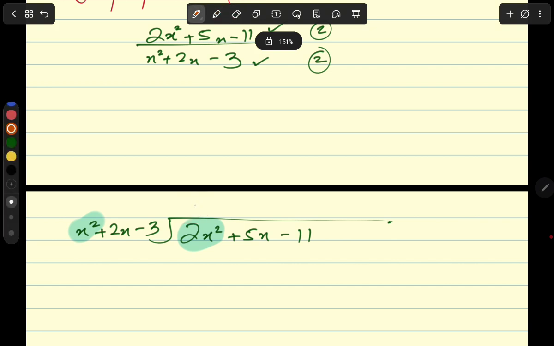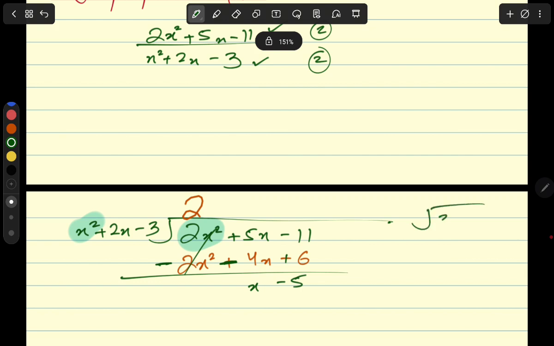So 2, so this becomes 2x squared plus 4x minus 6, and I put negatives, and so this becomes positive. This cancels. 5x minus 4x is just x, and minus 11 plus 6 is minus 5. Like I told you earlier, if this is 35 and this is 8, then 8 times 4 is 32, the remainder is 3.